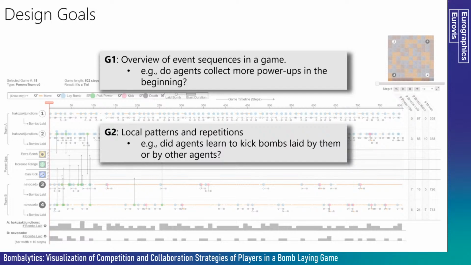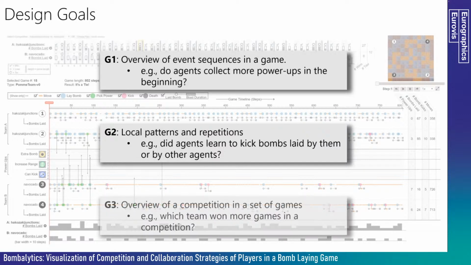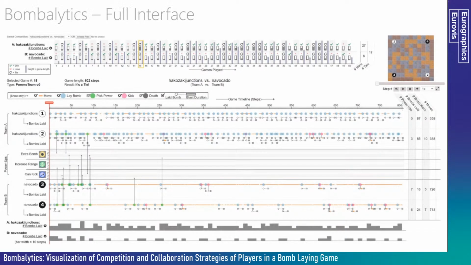Second, it should be easy to find local patterns and repetitions of agent interactions. This would allow us to answer certain questions. For example, did agents learn to kick bombs? If yes, then who dropped the bomb? The agent itself, its teammate, or its opponents. Finally, the third design goal focused on providing an overview of multiple battles played between two teams. It would help in evaluating the performance of two teams over several games.